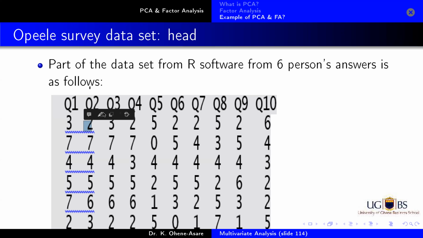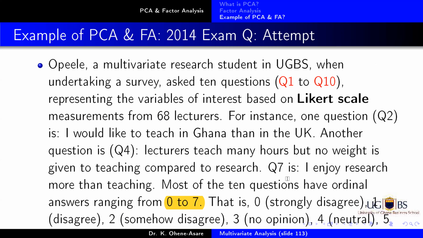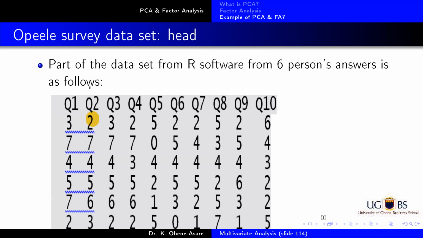So if you look at this question, the first person chose somehow disagree. That is the first person. The second person chose 7, which means that he really, really agrees. The next person chose 4. And look, 4 means neutral. In other words, I'm neutral between teaching in Ghana or teaching in the UK. Anyway, so these were some of the answers that were given.